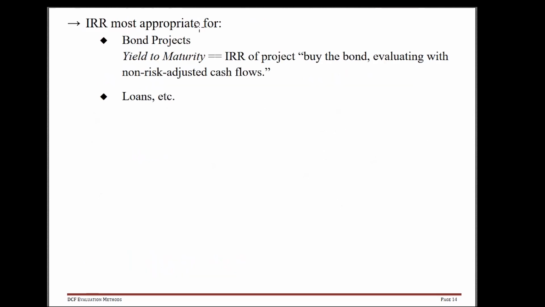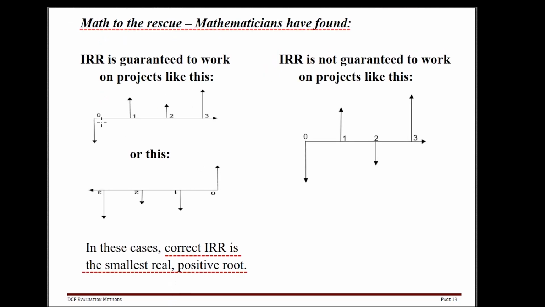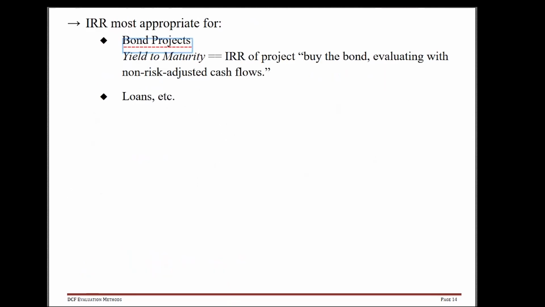So the good news is that projects like bond projects, for example, are perfect for the IRR method because they always look something like this. Usually they have a bunch of uniform cash flows and then one big blobby cash flow at the very end. Or they might look something like this. The IRR method is great for bond projects, and the yield to maturity is the IRR for the project made by the bond, evaluated with non-risk adjusted cash flows.